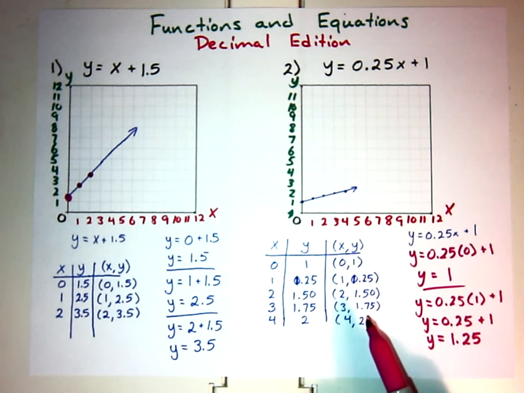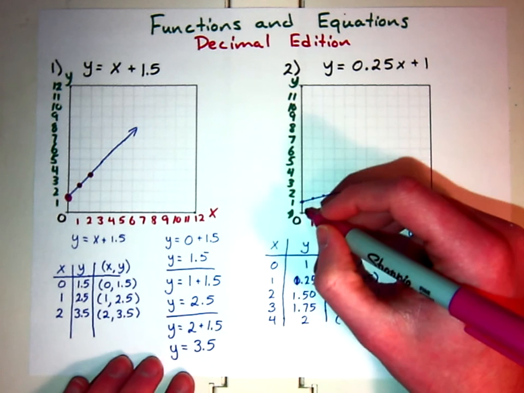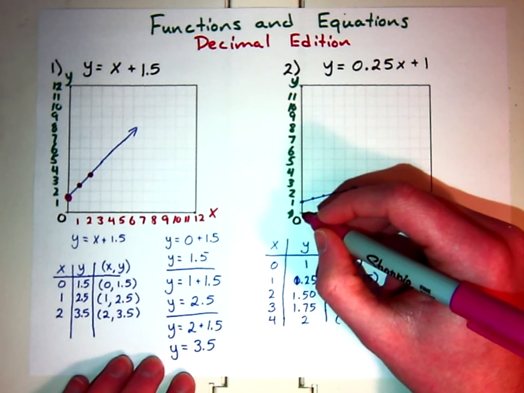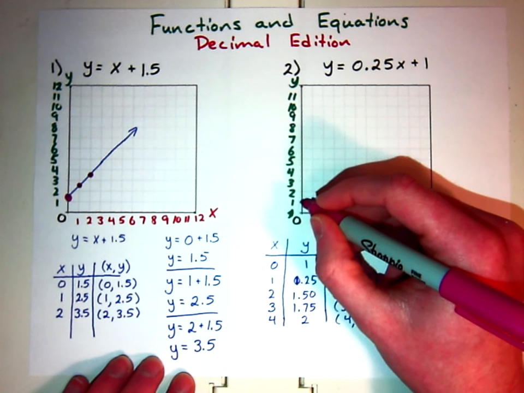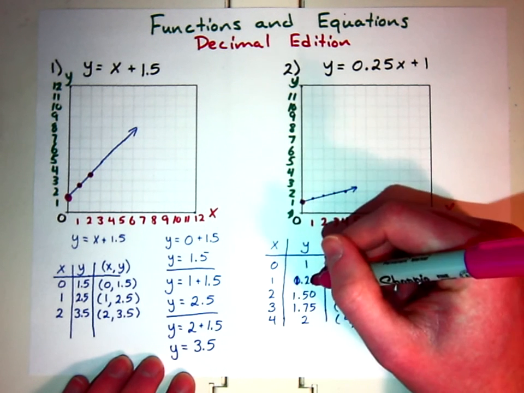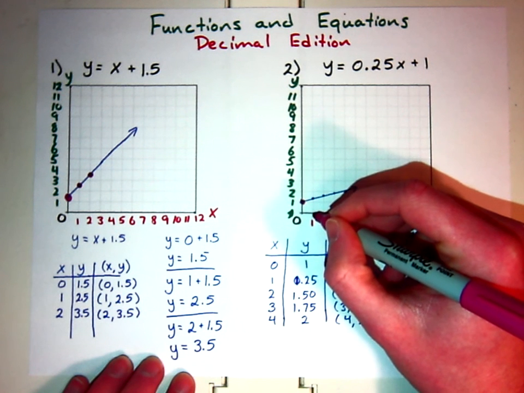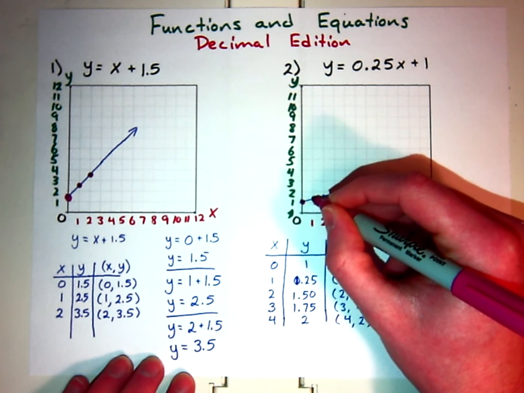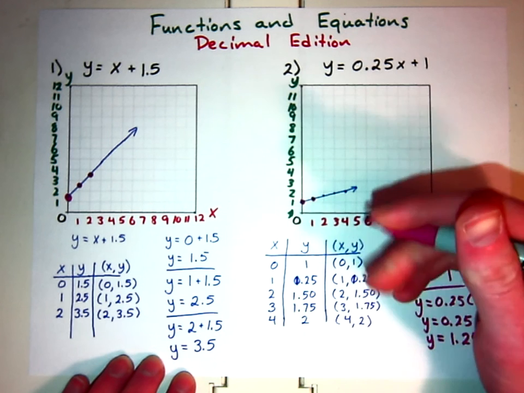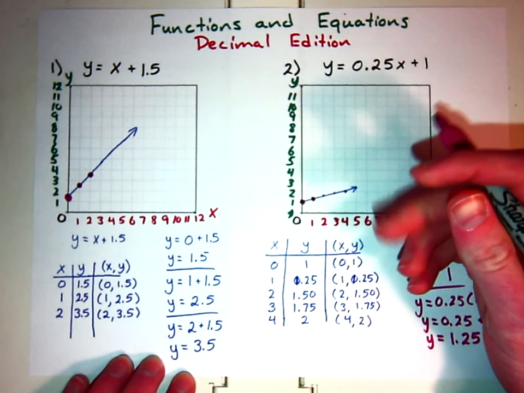I have my ordered pairs. And then I'm going to go in and plot this graph. So I have x equals 0, so I don't go over any to the right. But y is 1, so I go up here. For the next one, I have 1 and 1.25. That means I go over to 1, and then I go to 1.25. 0.25 is a fourth, so I'm 1/4 of the way between 1 and 2.